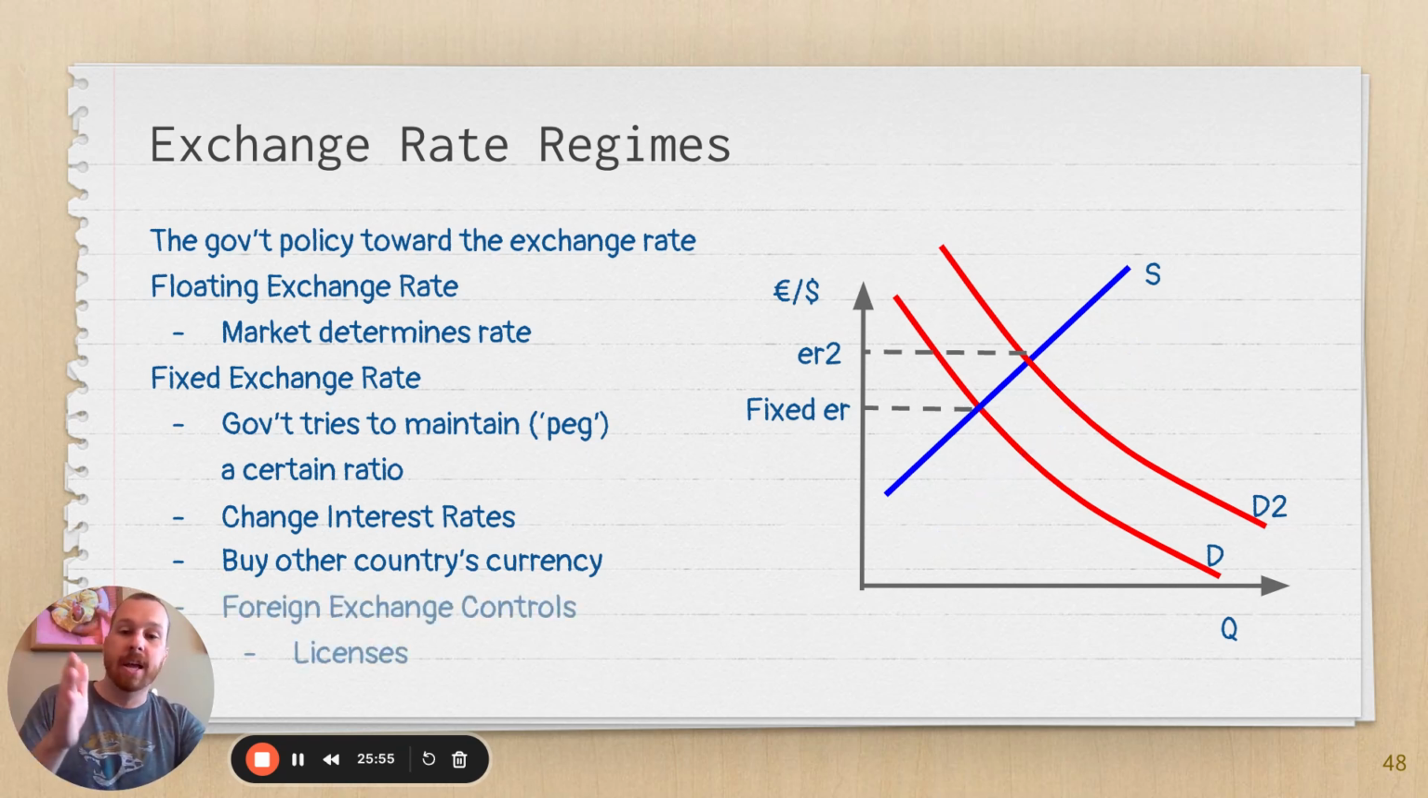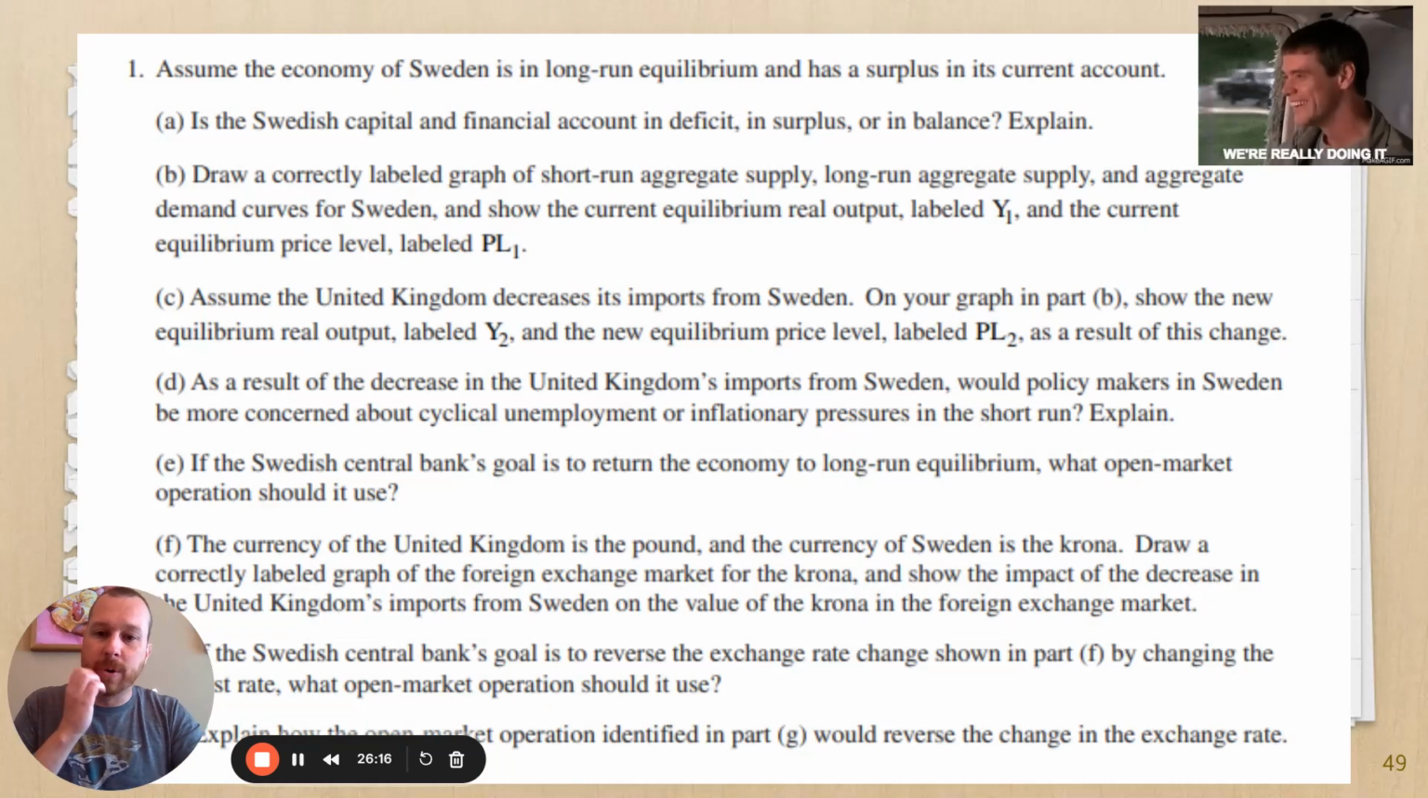Or they can just use something called licenses, where they limit how much you can buy of our currency. You don't see that too often, but it's like limiting how much people can buy of our currency, which would kind of handle the demand on their own, because it doesn't matter what demand is. We're not going to let you buy it, right? So that's more of a multiple choice type question there.